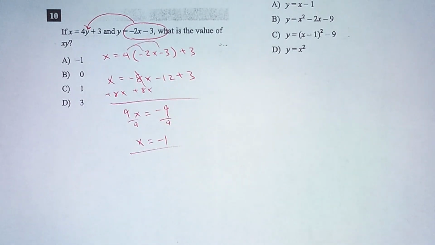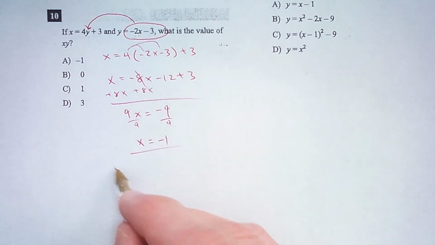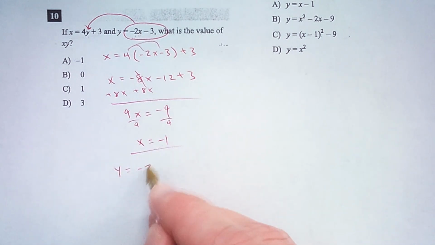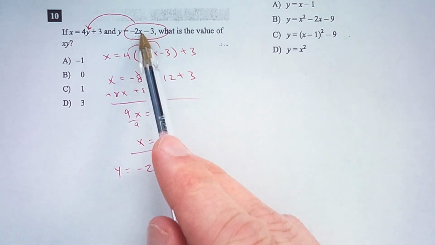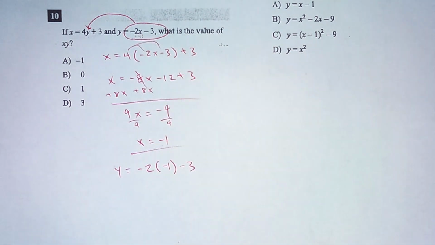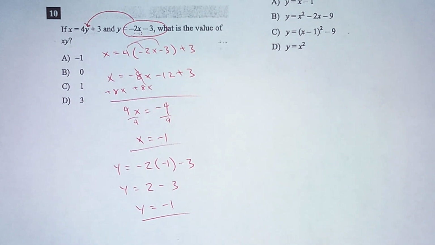Now I need a value of y. So I will put this value of x right here and get y equals negative 2 times negative 1 minus 3. So I took out the x here and replaced it with negative 1. So I get y equals negative 2 times negative 1 is 2, minus 3. So y is negative 1. So x and y are both negative 1.